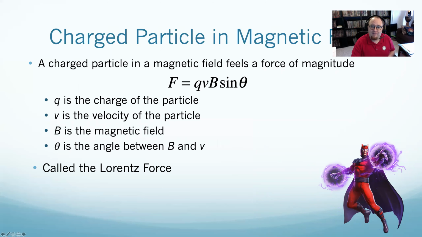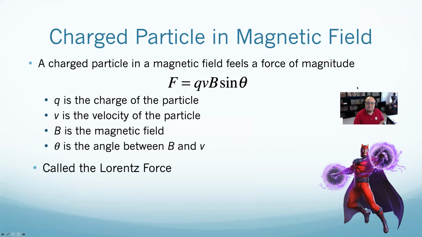Anytime you have a magnetic field, magnetic fields will apply force to moving charged particles. Now, if you have a magnetic field and you just put a charged particle in the middle and it's stationary, it doesn't care. But if the charged particle is moving, it will feel a force. And the force on the charged particle will be QVB sine theta. Q is the charge of the particle, V is the velocity of the particle, B is the magnetic field, and theta is the angle between B and V.